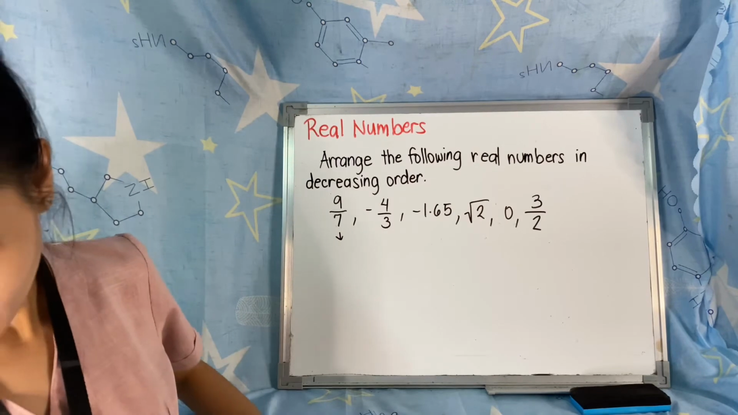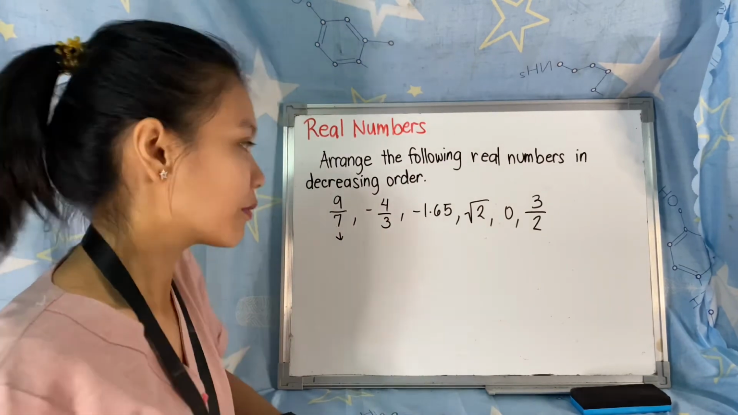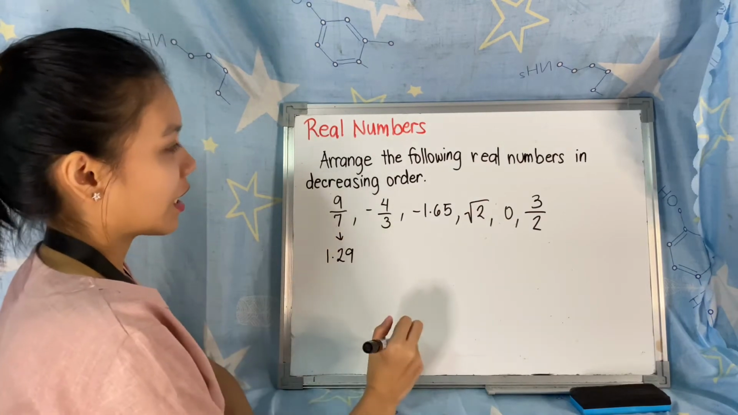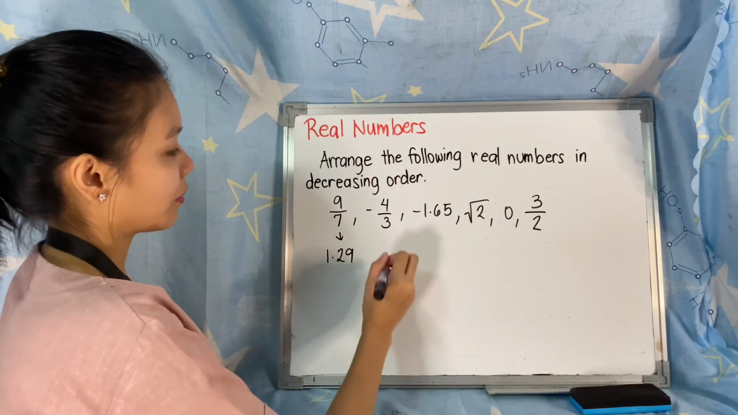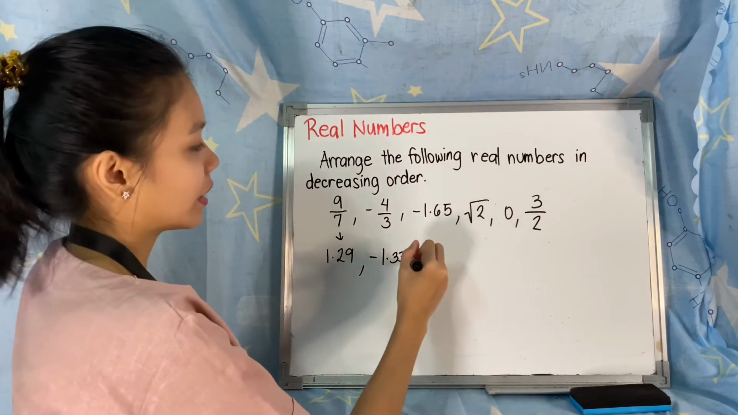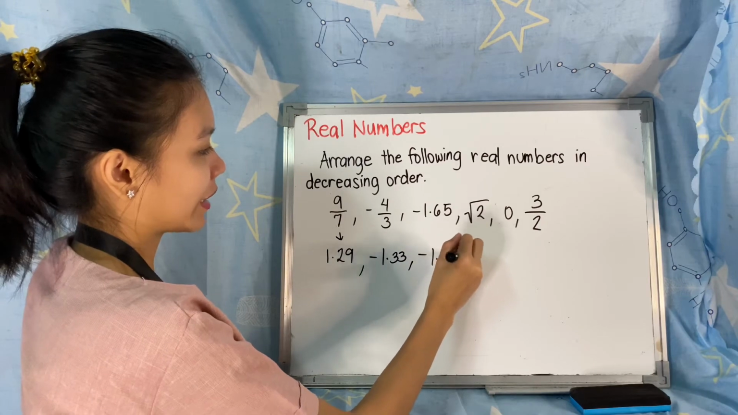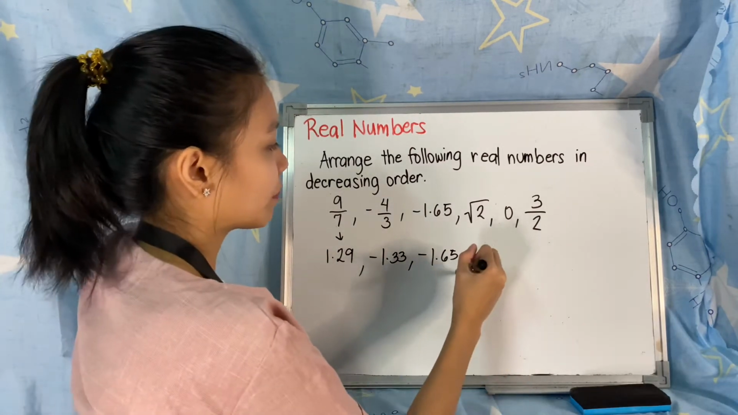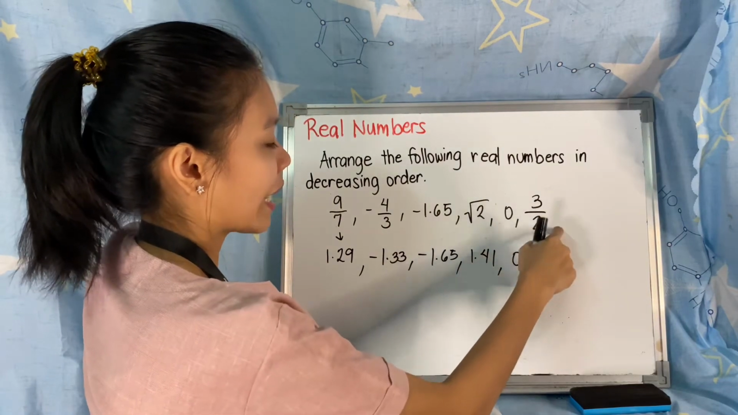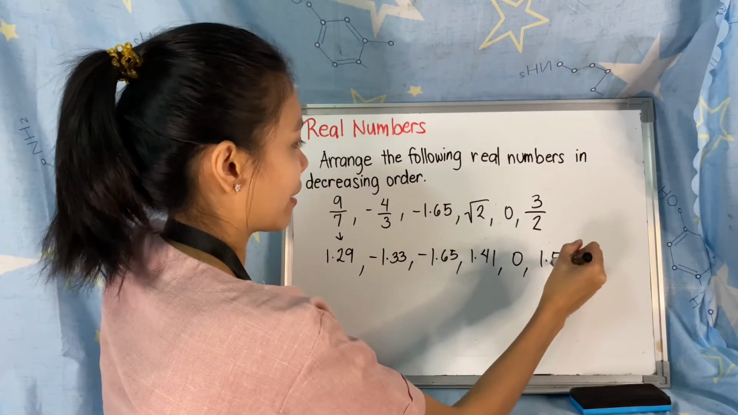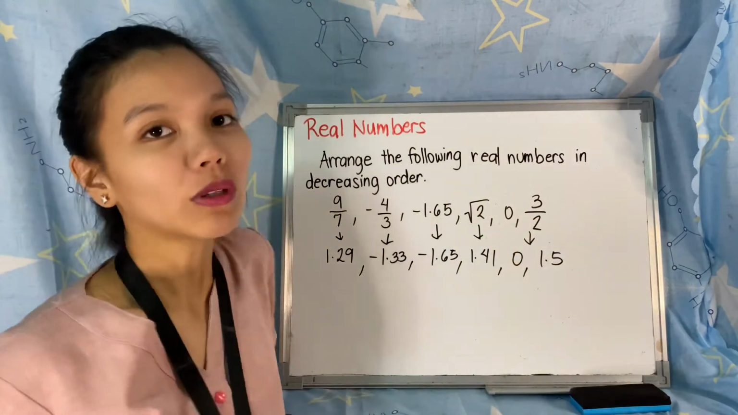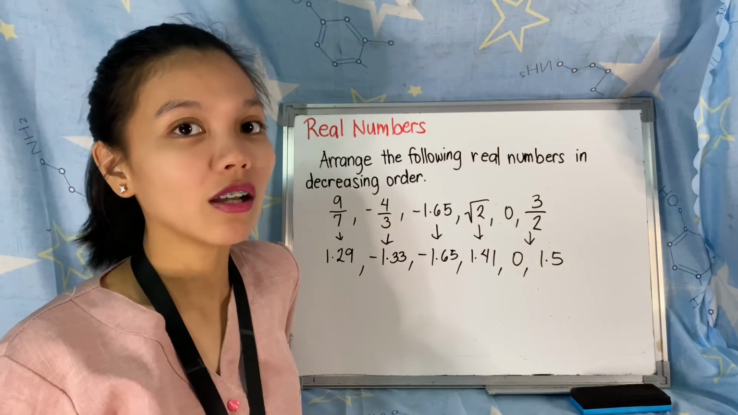9/7. So, 9/7, we have 1.29. Negative 4/3, we have there negative 1.33. Then, negative 1.65, naka-decimal form na siya. Square root of 2, that is positive 1.41. Then, 0. 3/2, that will be 1.5. So, yan yung mga decimal forms natin. So, now, we can arrange it in decreasing order.